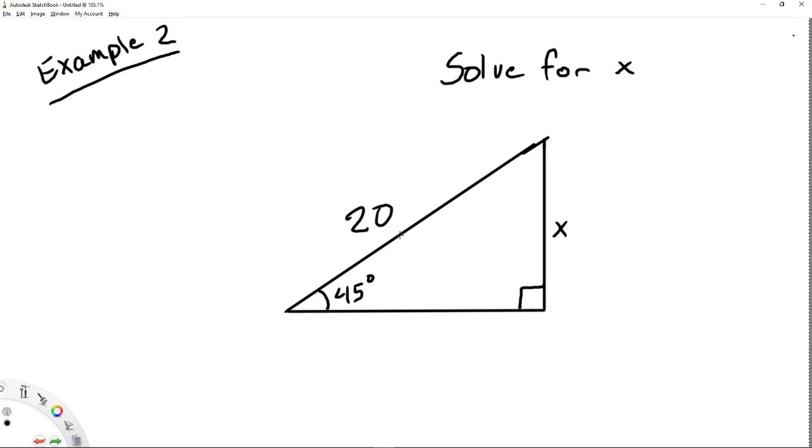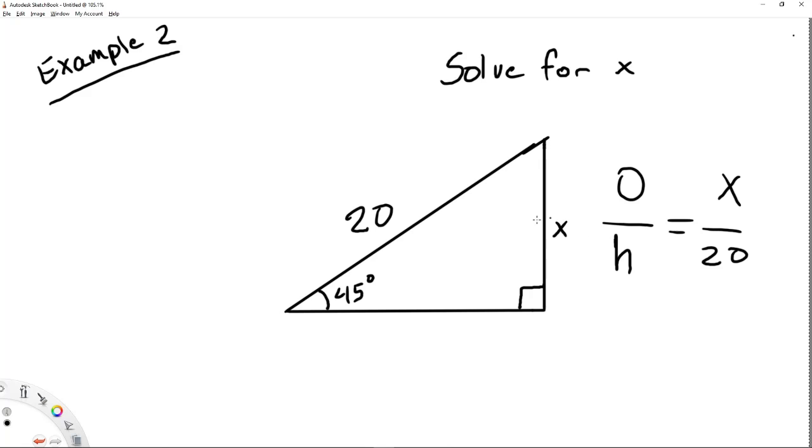For example 2, we have a right triangle with a hypotenuse of 20, a side that we don't know of, x, and we have an angle of 45 degrees, which we will call theta in this case. And so if we want to solve for x, which is what we want to do, we know that since this is theta, x would be the opposite side, and since 20 is opposite of the 90-degree angle, 20 would be hypotenuse. Since we have opposite and hypotenuse, that means we have sine, and sine is opposite divided by hypotenuse. And we could just input the values and we get x divided by 20.